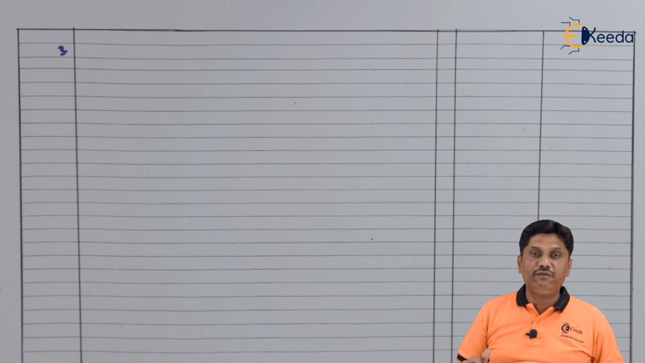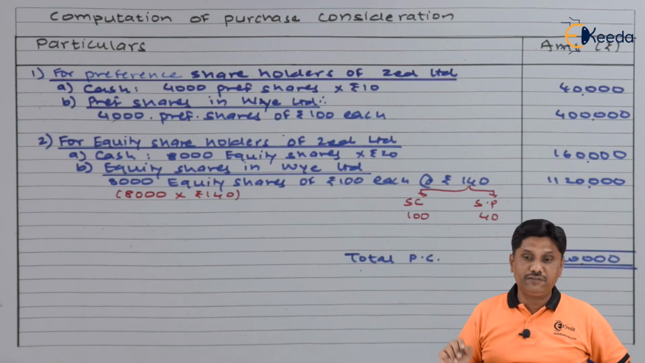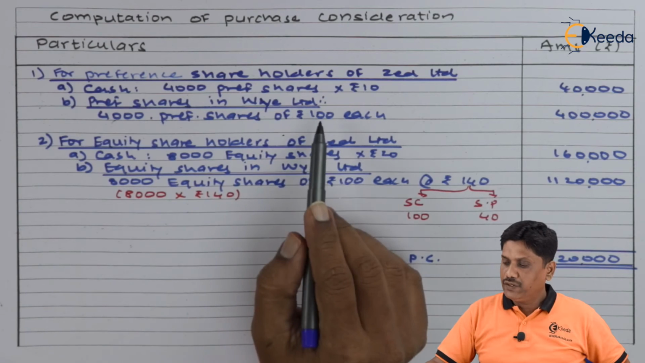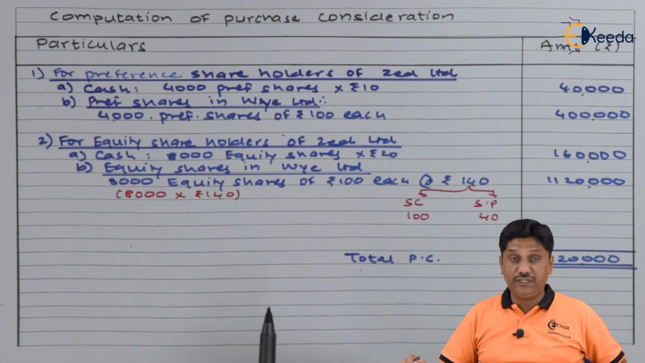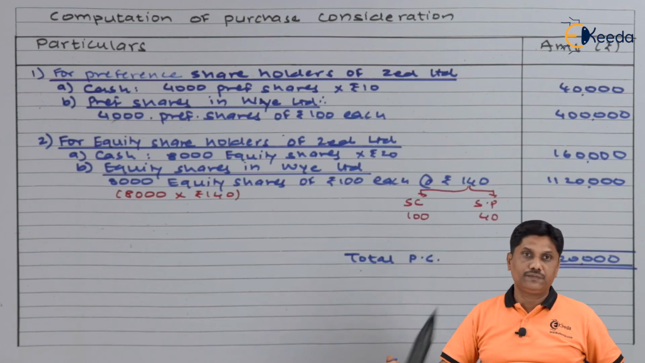Liquidator of Z Limited will be debited, whatever the modes of payment. So I will see my PC calculation. This is our mode of payment. So I will say liquidator of Z Limited account debit to cash or bank, to preference share capital account, to equity share capital account, and to securities premium. So I will take every amount from here.